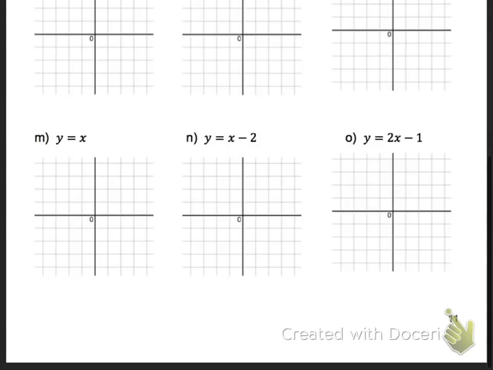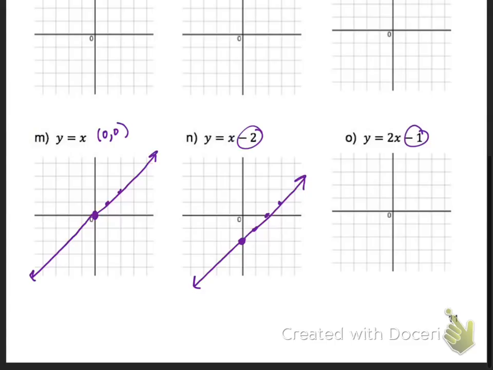And then lastly, M through O, I would hope you could do these on your own, but just to refresh our brain, the line starts at 0, 0, up 1 over 1. Transformation is down 2, up 1 over 1. Transformation is down 1, slope of 2, up 2 over 1, up 2 over 1.